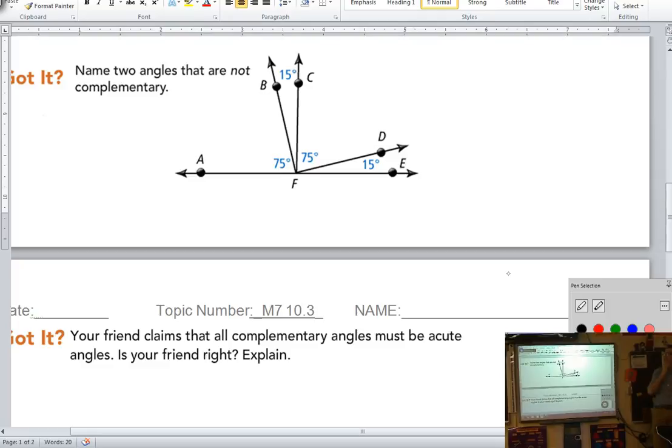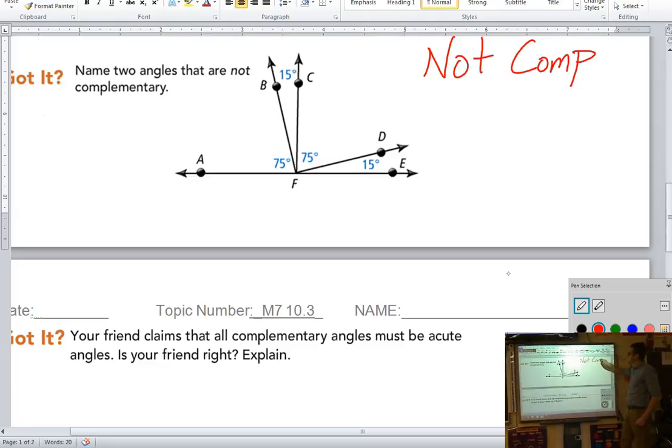Okay. So, in the got it, I want you to name two angles that are not complementary to each other, and there are multiple pairs here that are not complementary to each other. So Ellie, start me by giving me an angle name. BFD. Angle BFD. I love it. You say E or D? D. So BFD.